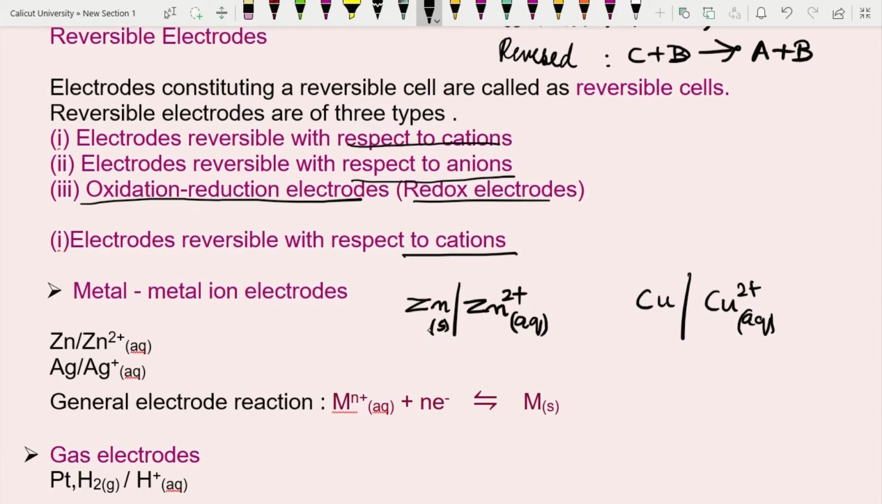So, for example, I am going to write an electrode reaction of zinc. Now, one more point to be considered: according to the IUPAC convention, electrodes are written in the form of reduction, you cannot show it as oxidation.